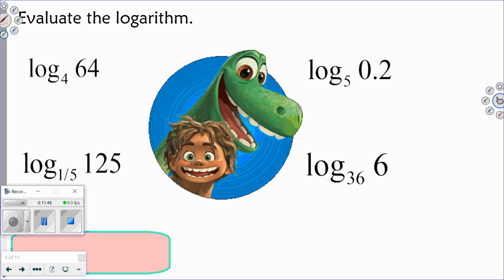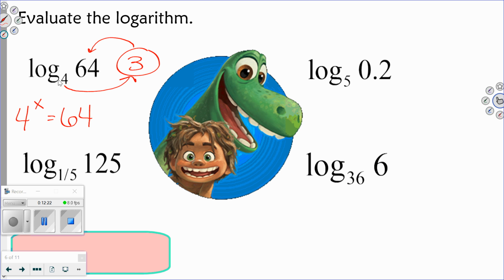The question came up from a couple of you of how do I check these in my calculator? My suggestion is the first thing I would do is rewrite it in exponential form. So this is asking you 4 to what power equals 64? Whatever you think the answer is, you could just plug it in. 4 to whatever you think the answer is and see if you get 64. So 4 to what power is 64? It is 3.